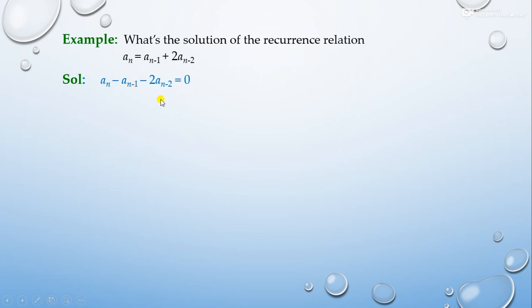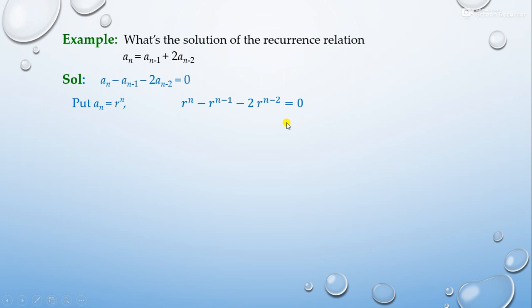So what you do here, we have this recurrence relation. The first step is that we put a_n equal to r raised to the power n. So when we put a_n equal to r^n, what is our equation? r^n minus r^(n-1) minus 2r^(n-2) equal to 0.